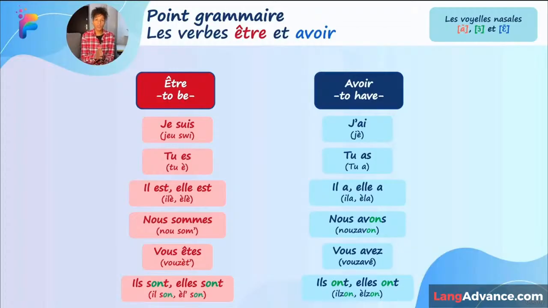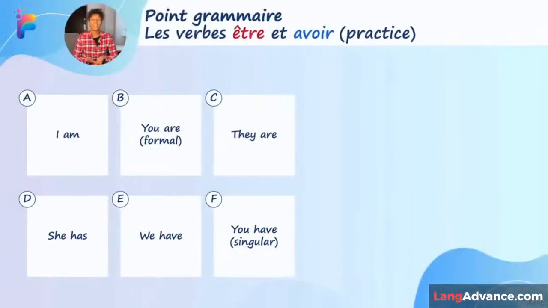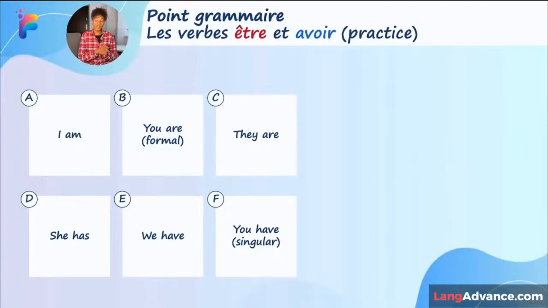J'ai. Tu as. Il a. Elle a. Nous avons. Vous avez. Ils ont. Elles ont. Now let's practice. On the left, as you can see, we have 6 different forms. We have the verb to be and the verb to have in English, and you have to match it with the French options. Let me read each one and we'll do the exercise together.